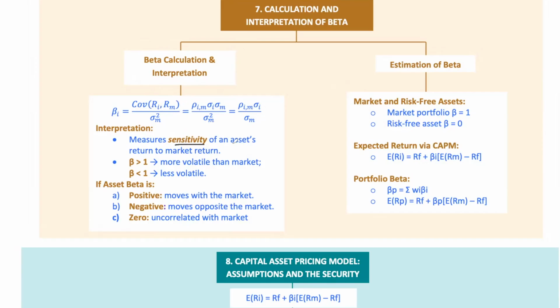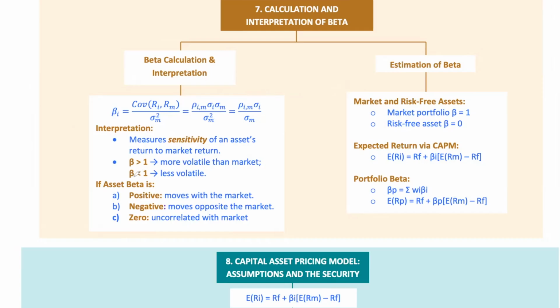So if the market sneezes and your stock catches a cold, yeah, that's a high beta stock. Let's make this real. Say the correlation between a stock and the market is 0.7. The stock's volatility is 25% and the market's volatility is 15%. Multiply 0.7 by 0.25 divided by 0.15. You get roughly 1.17. That means this stock moves 17% more than the market. It's a little more dramatic, kind of like a growth tech name reacting faster to good or bad news.